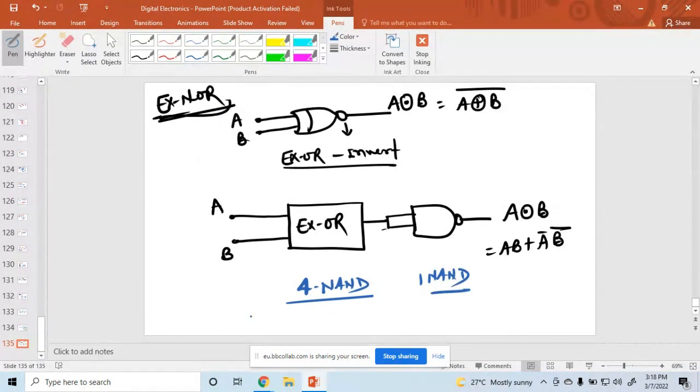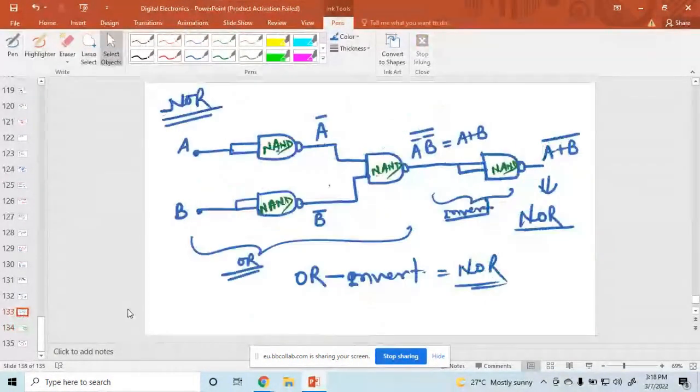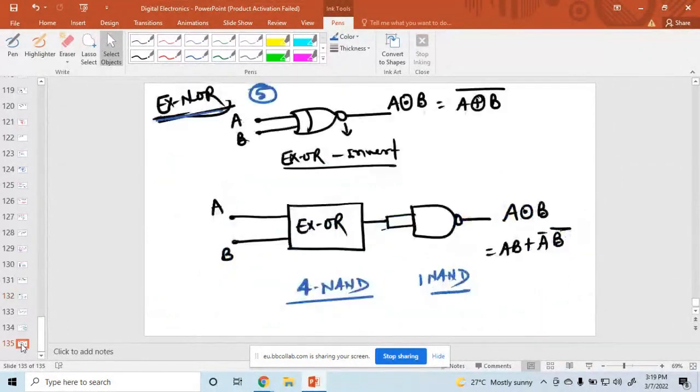For the designing of XNOR using NAND, 5 NAND gates are used. For XOR, we need 4 NAND gates. Similarly, using NOR, XNOR needs 4 NOR gates, and XOR uses 2 OR, 3 NOT, 1 NOT. In this way, you can design the other logic gates also.